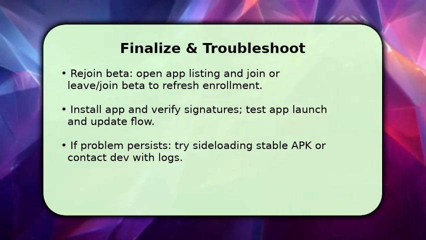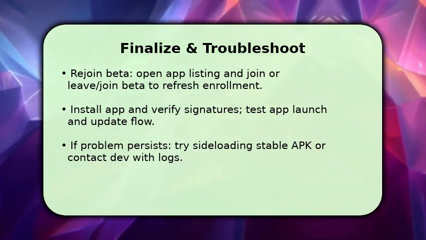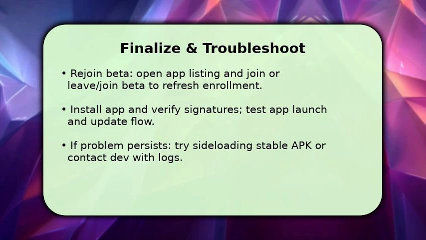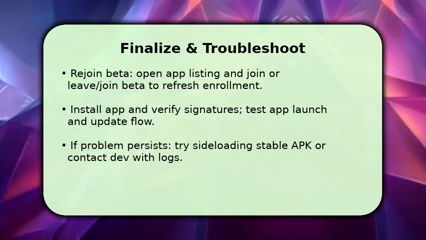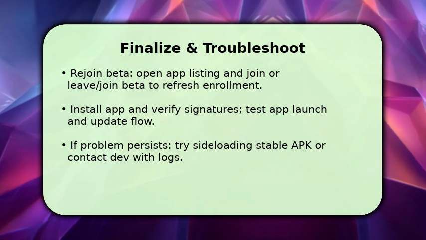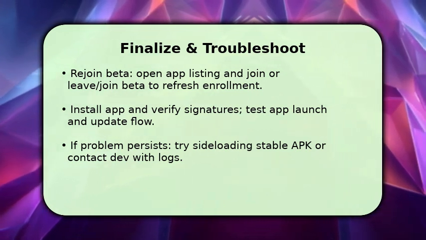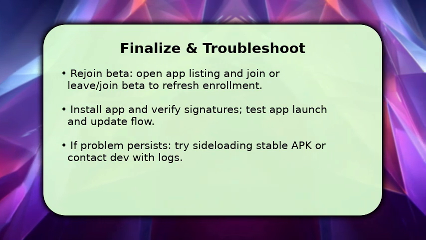If you still encounter errors, collect Play Store logs or use a DB logcat, then either sideload the stable APK as a temporary workaround or contact the developer with logs. One key tip: double-check account, sync, and restart the device before.